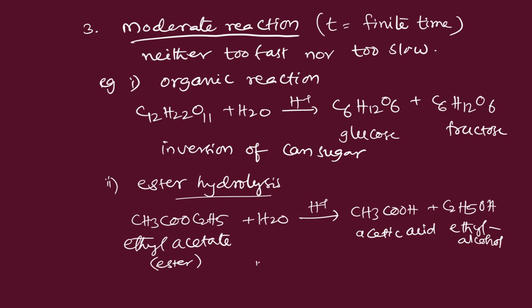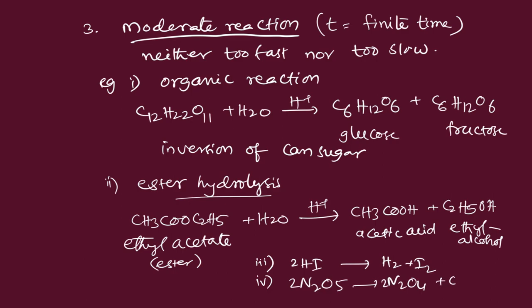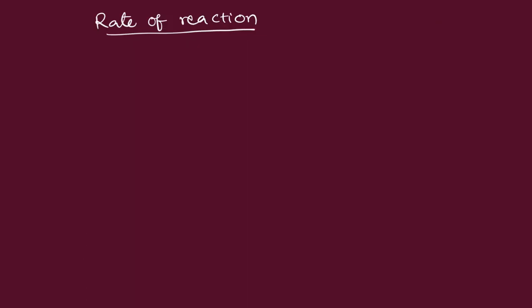For example, third one is 2HI converts into H2 plus I2. Next one, fourth, N2O5, that is 2 moles, converts into N2O4, that is 2 moles, plus O2. All these reactions are which one? Moderate reactions. So now, rate of reaction, important for board level.